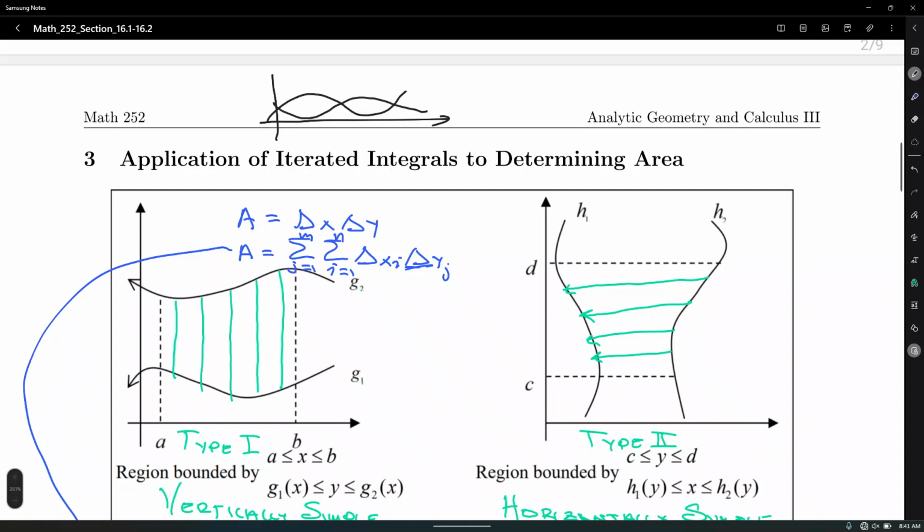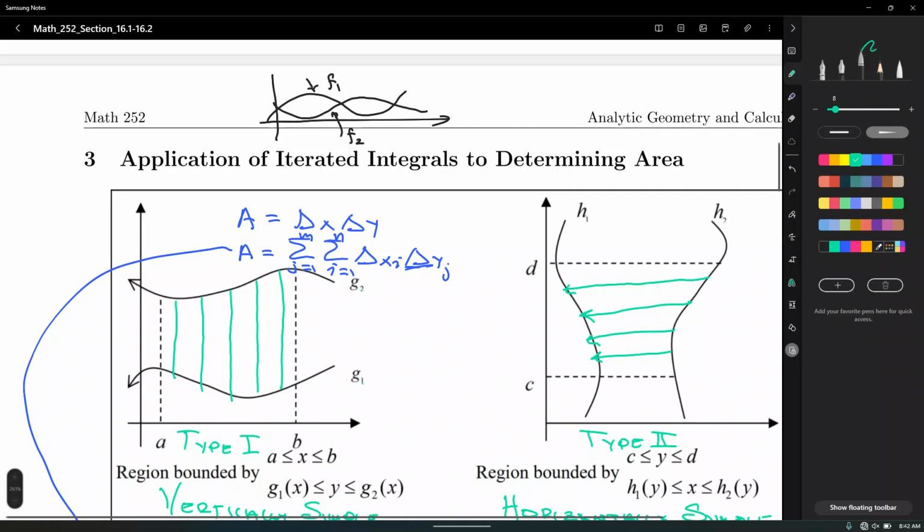Is that region a vertically simple region? Okay, so if this is F1 and this is F2, is it vertically simple? Is F1 always at the top of F2? It's not, right? I mean, it's vertically simple piecewise, if you will.